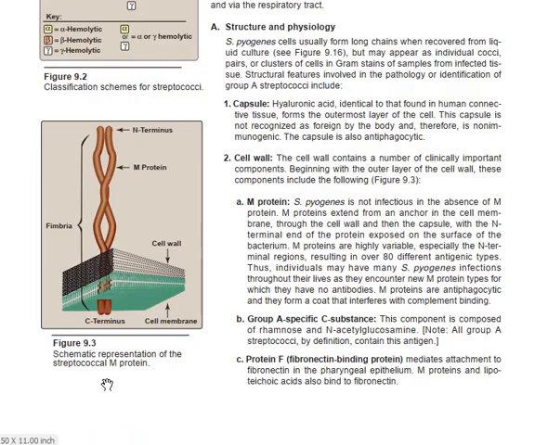The next diagram shows a schematic representation of the Streptococci M protein. The Streptococci M protein is actually the antigenic protein of the Streptococci, and this M protein is what is going to result in rheumatic fever. Is it clear? This M protein is usually associated with rheumatic fever, which is associated with group A Streptococci.